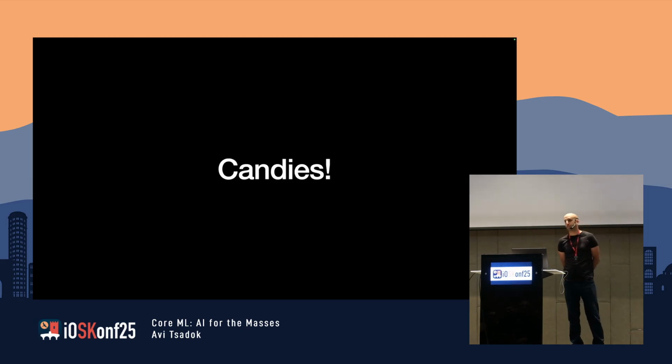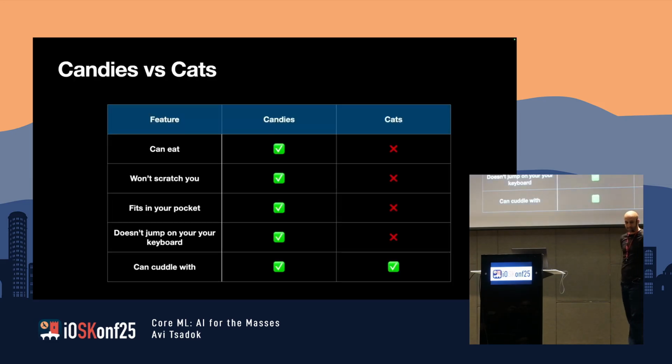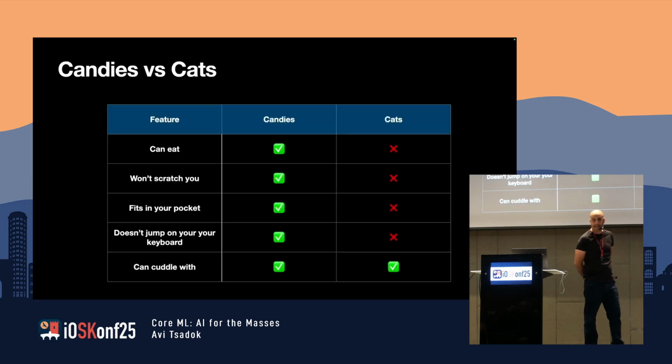Okay, we are going to detect candies. We're going to build an app that works with candies. Now, candies are much better than cats because, for example, you can eat candies. You cannot eat cats. It won't scratch you. It fits in your pocket. Well, there are cats that can fit in your pocket, but we are not going to talk about them. And then you jump on your catboat, and like cats, you can cuddle with them in bed.